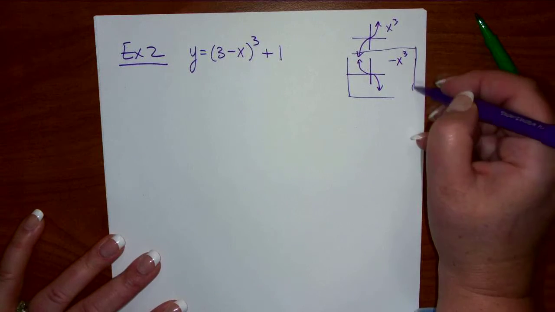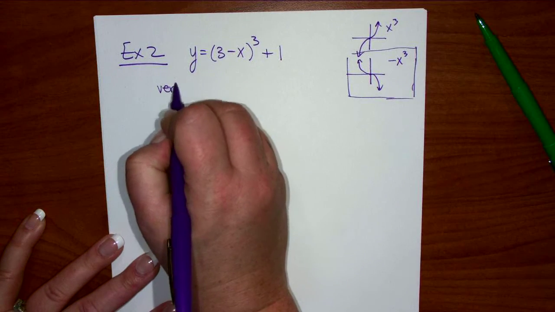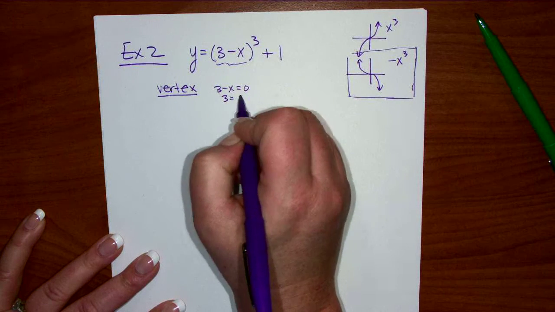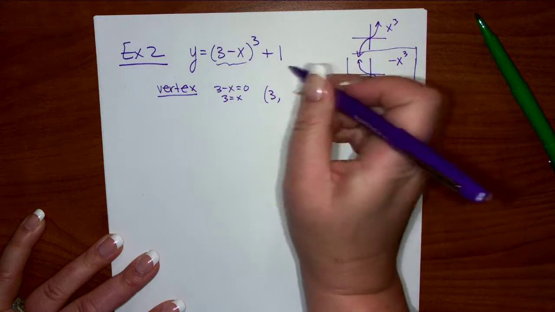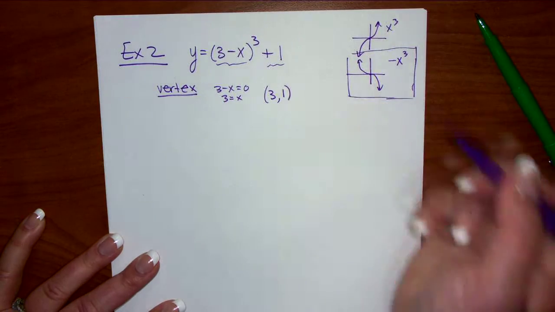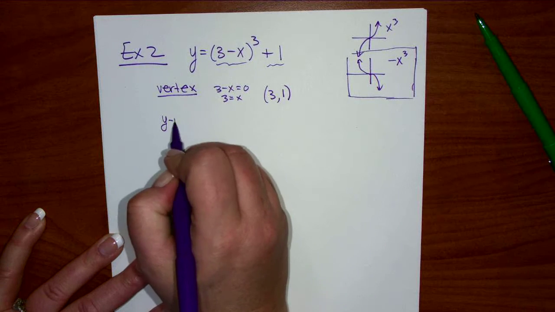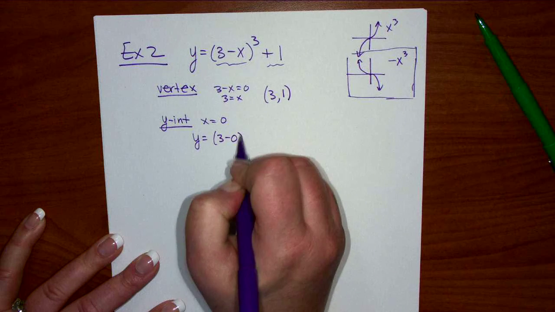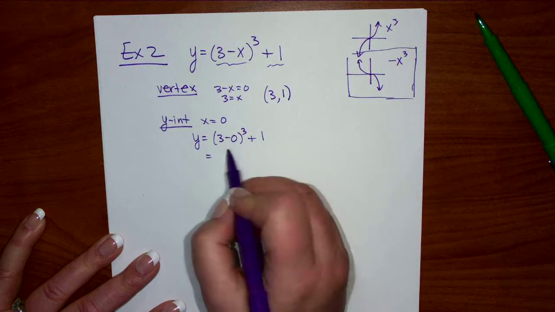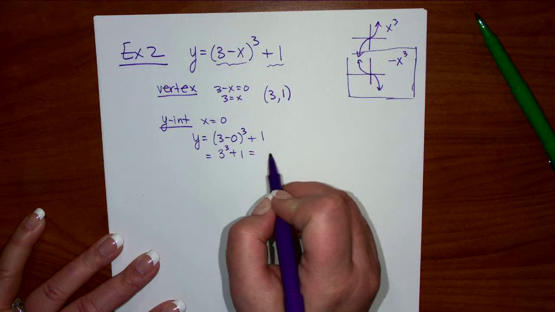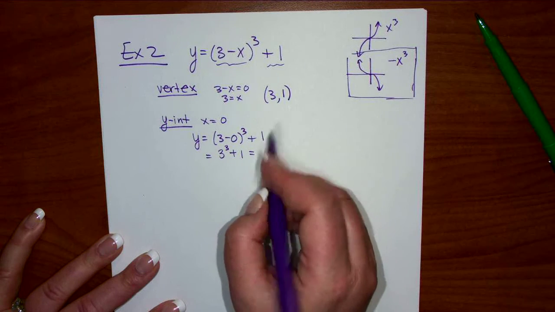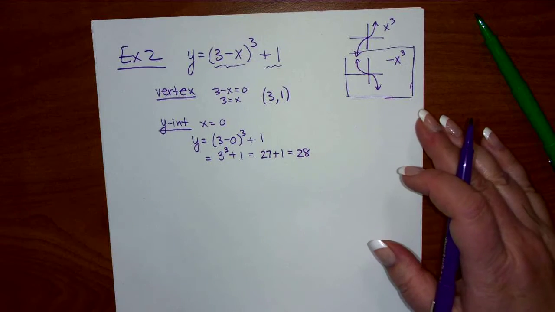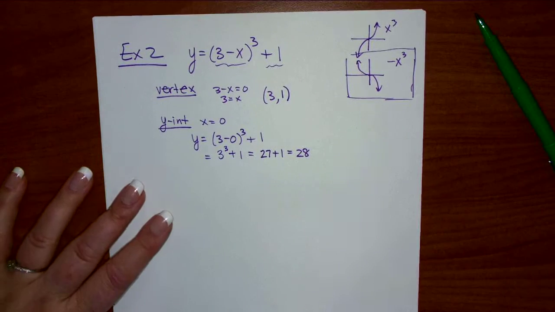So what's our vertex? It's what makes the inside of this 0. So 3. And then our y value here, 1. So there's our vertex. Y-intercept. So 3 cubed. 3 cubed? 27. That's really high on the graph, so I usually put a little squiggly line saying it goes up higher. Sometimes you won't even draw that. So 0, 28.